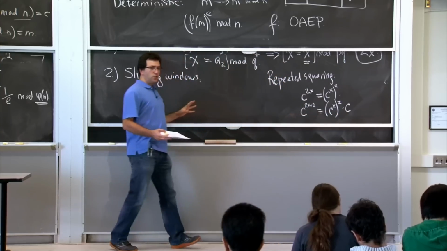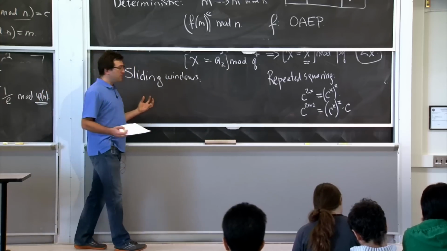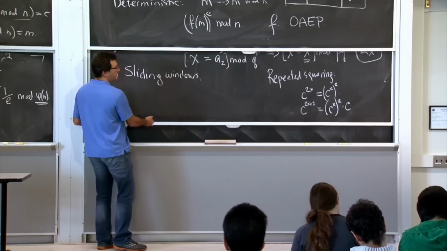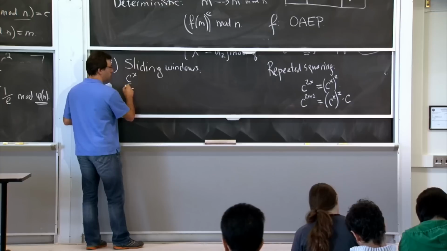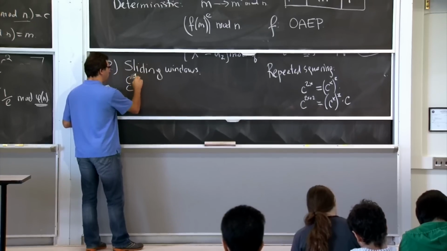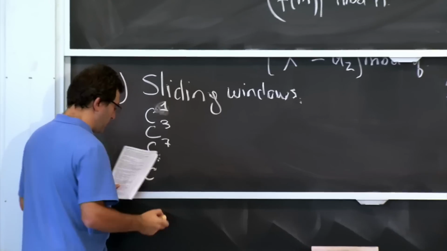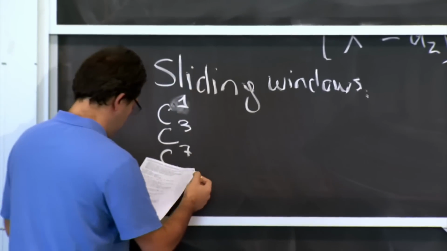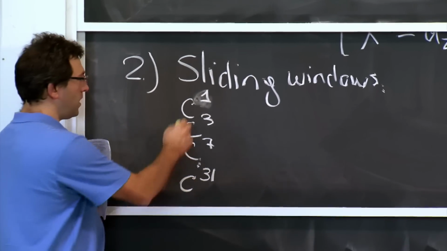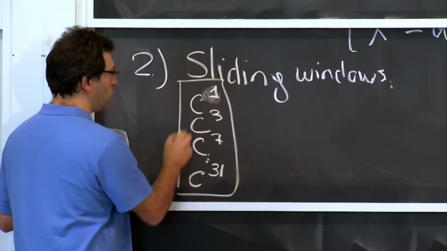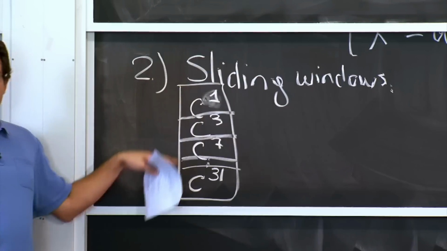So the plan is to pre-compute different powers of c. We're going to generate a table that says, here's the value of c to the 1. Here's the value of c to the 3, c to the 7, and I think in OpenSSL, it goes up to c to the 31st. This table is just pre-computed when you want to do some modular exponentiation. You're going to pre-compute all the slots in this table.